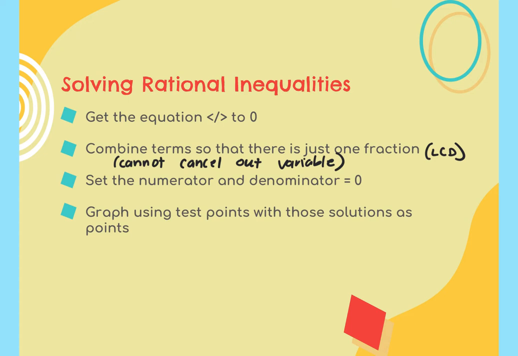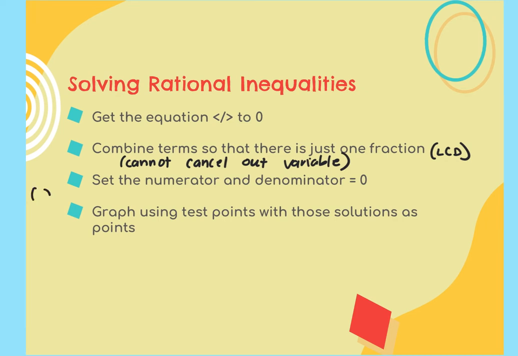Then you're going to split it up and set the numerator equal to 0 and set the denominator equal to 0. So where yesterday we took our two parentheses and split and solved it, now you're going to take whatever's in the top and whatever's in the bottom and set them each equal to 0. Then you're going to graph using the test points the same way we did yesterday. And then you'll determine your brackets and parentheses based on your inequality sign, with the exception of your denominator.